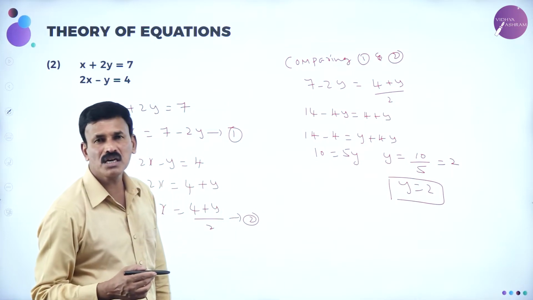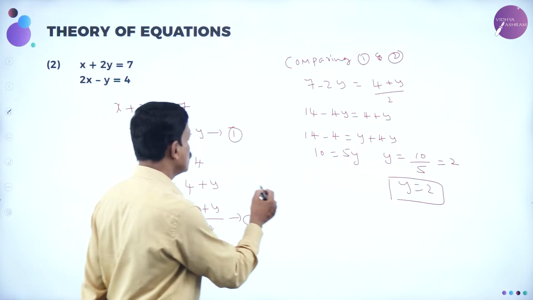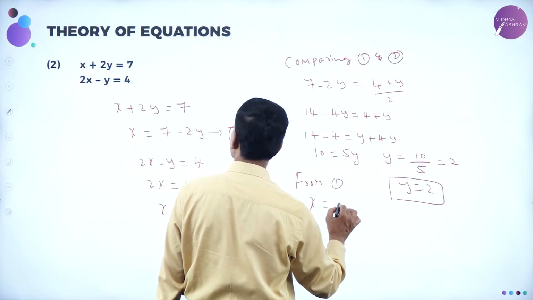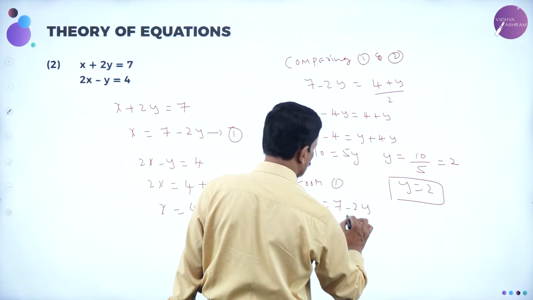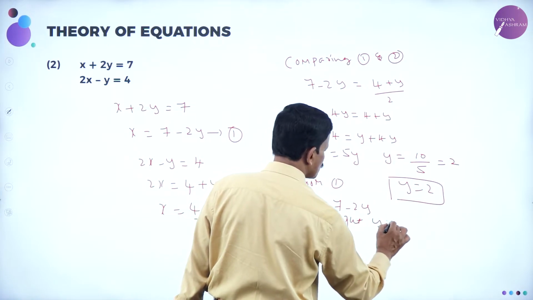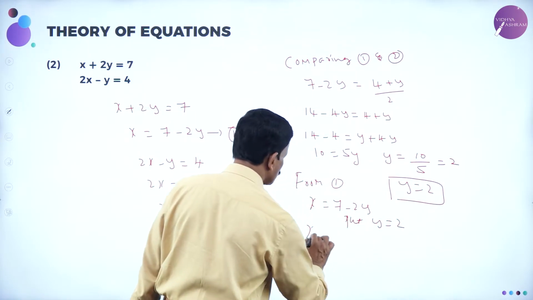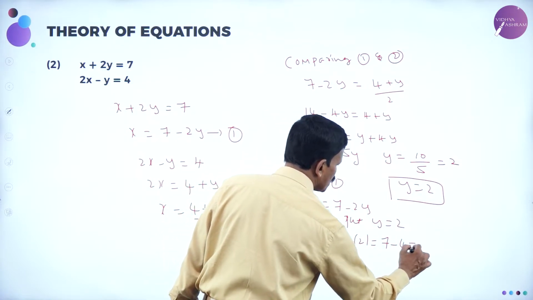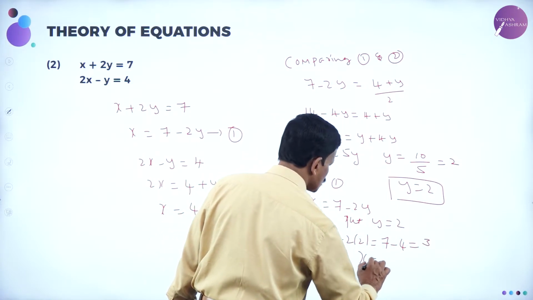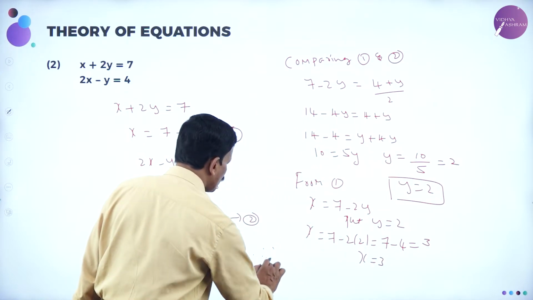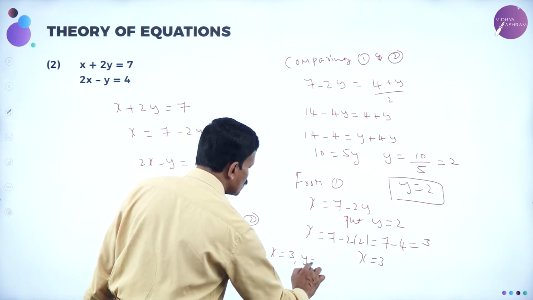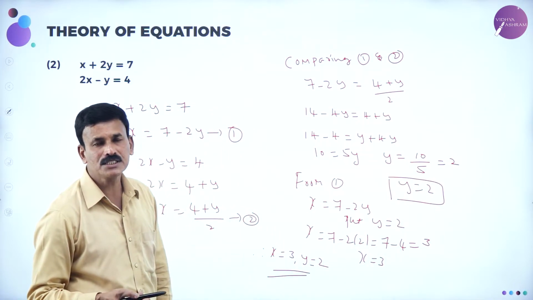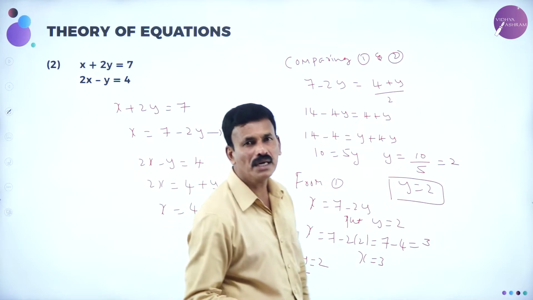Now, substitute this value of y in any one of these two equations. So, from 1, let us consider equation 1. x is equal to 7 minus 2y. Put y is equal to 2. If you put y is equal to 2, 7 minus 2 into 2, 7 minus 4, that's equal to 3. So, x is equal to 3. Therefore, the value of x is 3 and y is equal to 2. This is how we solve the simultaneous equation by comparison method.